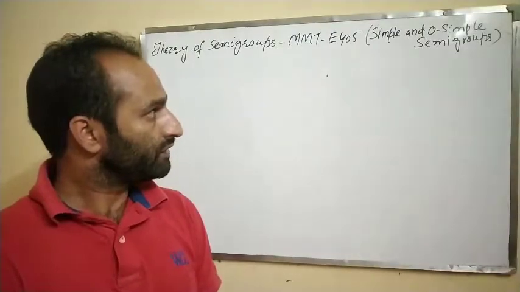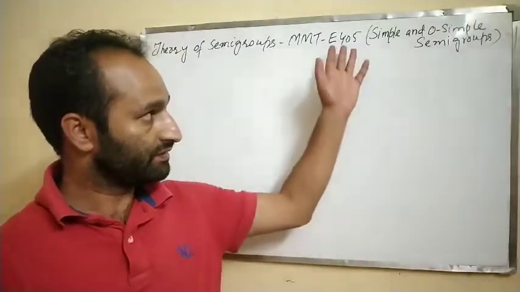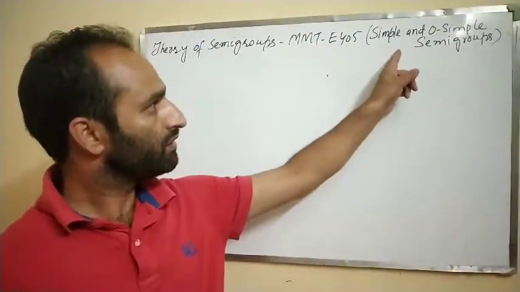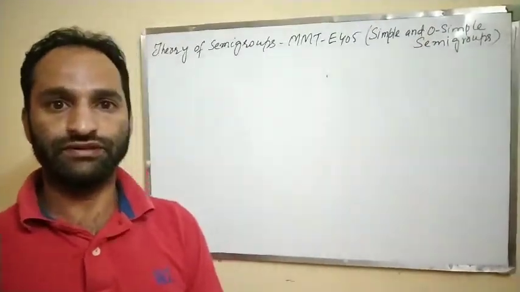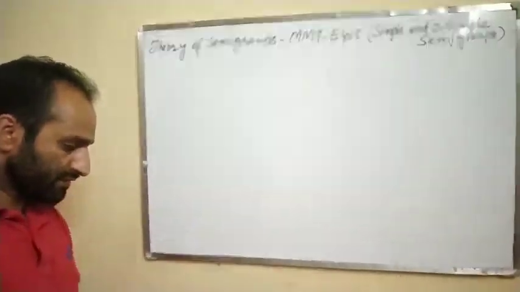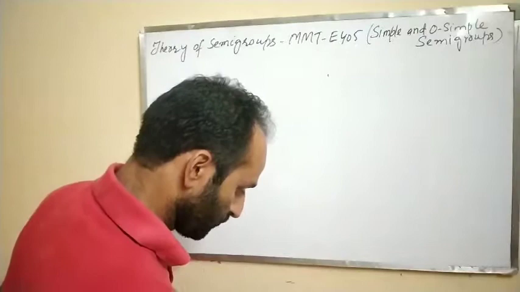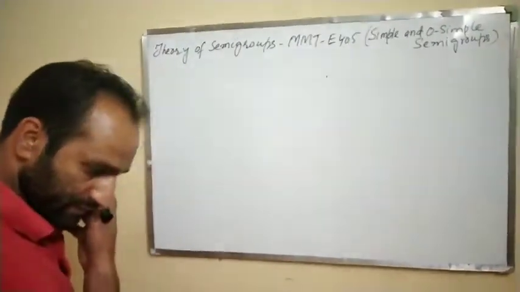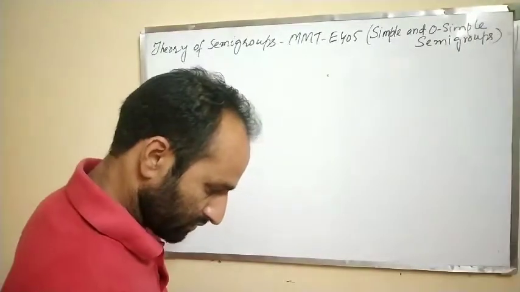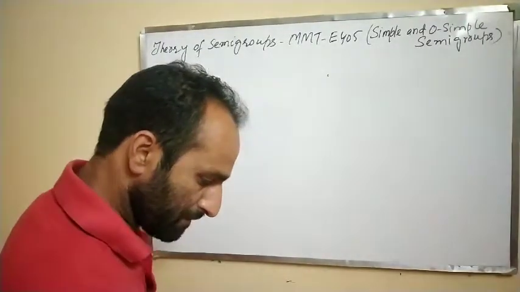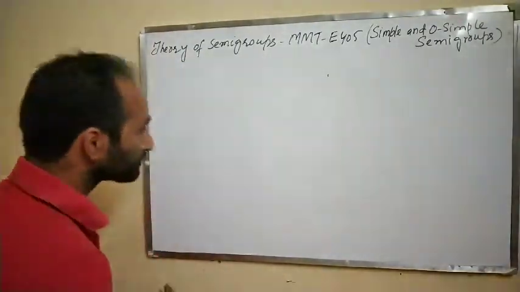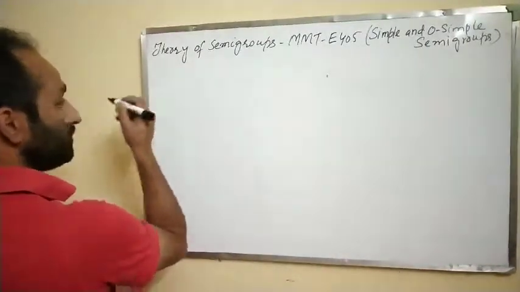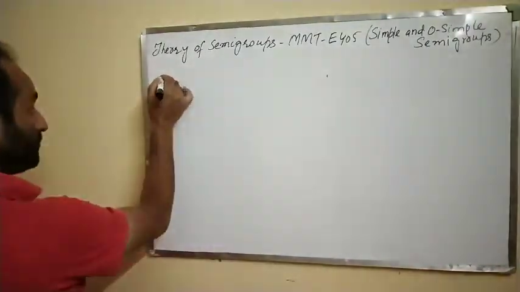Today in this lecture we are going to discuss simple and zero simple semigroups. So let's first define a simple semigroup. Then we discuss some results on that class of semigroups, simple and zero simple semigroups. So first we define simple semigroup.